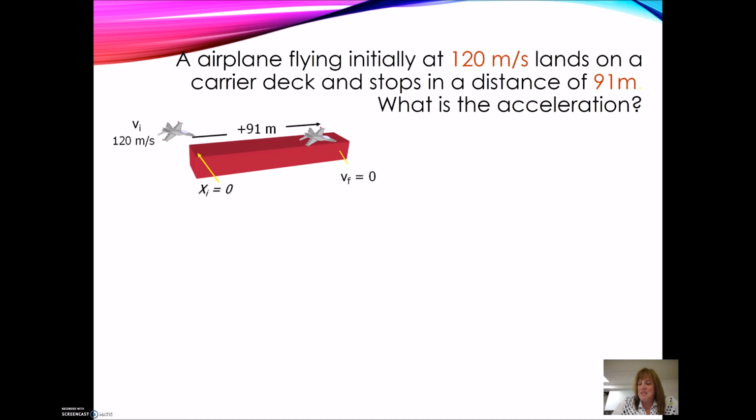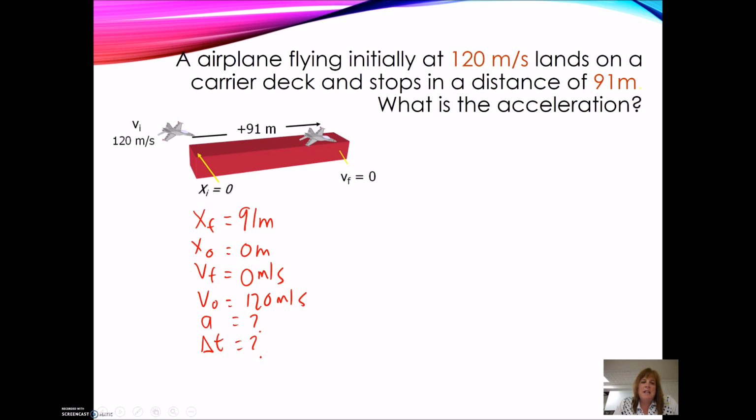Make your list of variables. Then figure out which equation you can use to solve for acceleration. All three of them have acceleration, so look at what information you have before you pick it. And then do some math and see if you can get it right. Pause the video and try this problem.